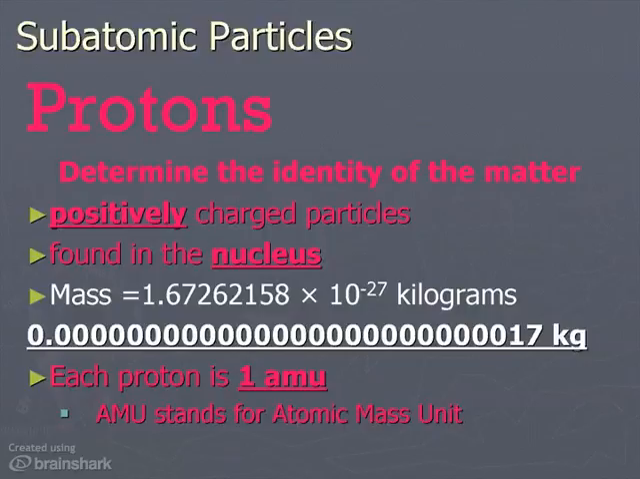Let's look at protons. They determine the identity of the atom. They're positively charged particles, and they're found in the nucleus. Their mass is really small. And each proton is 1 AMU. AMU stands for atomic mass unit. That is much easier than trying to write out what you see above. In your notes, please don't write what's in white.